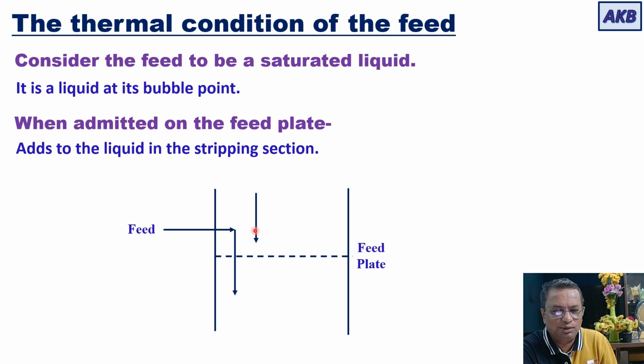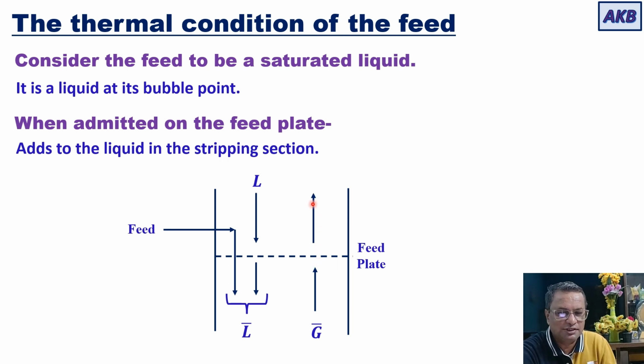Then there is liquid that is coming from the rectifying section. It will come down and it will add with this saturated liquid. So the liquid that results in the stripping section will be a combination of the liquid that is coming from the rectifying section and the saturated liquid that is entering as the feed. Whereas the vapor that is rising from the stripping section will be coming to the tray column. Nothing will happen with it, and it will simply rise to the rectifying section.